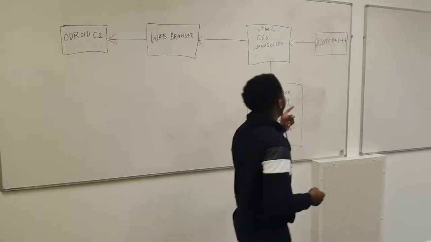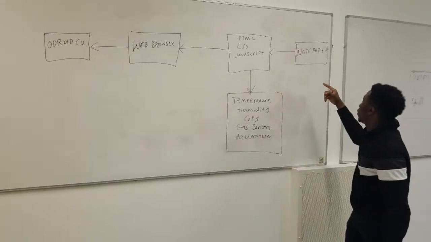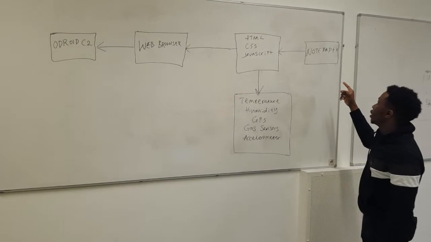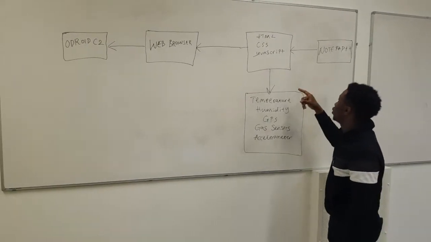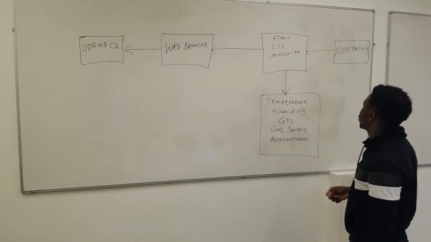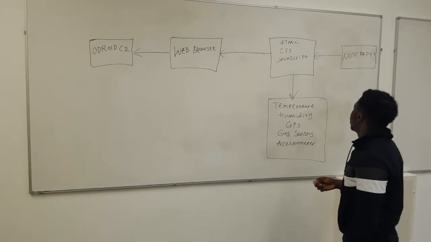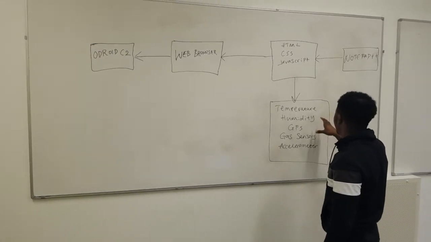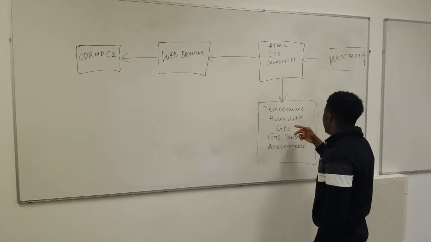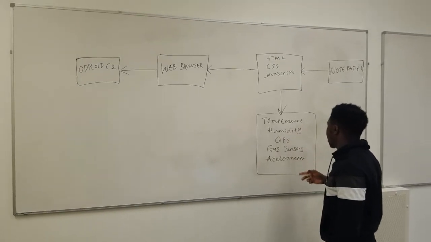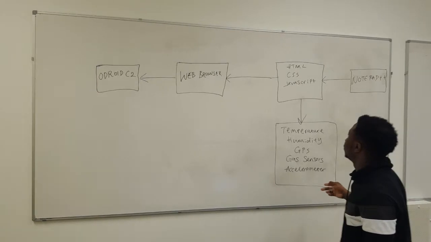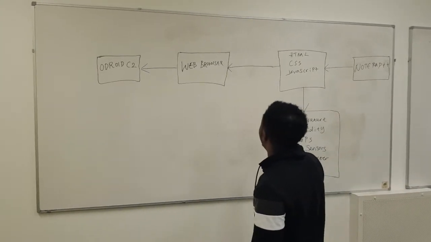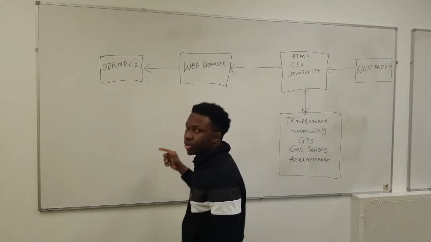The HTML was written in a software called Notepad++. The Notepad++ consists of the HTML, CSS, and the JavaScript. And each of the JavaScript contains the sensors, which are the temperature, humidity, GPS, the gas sensors, and the accelerometer, which is then transferred to the web browser and displayed on the Odroid C2.